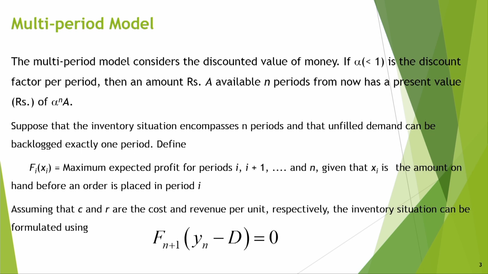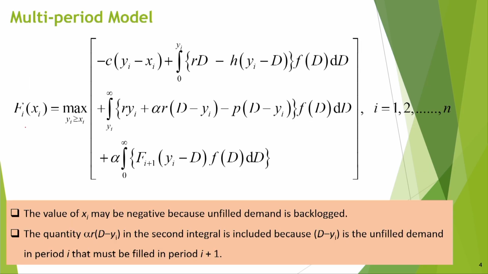Assuming that c means cost per unit and revenue generated means price per unit, the cost and revenue per unit are indicated by c and r. The inventory situation can be formulated like that. We are just defining this thing, but the main thing is these are the equations.